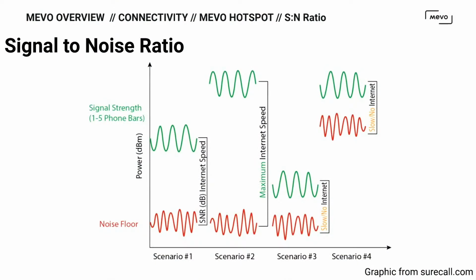Now you have to take into consideration, your bars aren't the only thing that matters. What matters is network congestion, noise ratio to signal strength, and that's basically going to determine your internet speeds, whether you're getting fast, slow, or any internet at all. The more noise that's in the environment, the worse experience you're going to have. So that's a lot of things to take into consideration.